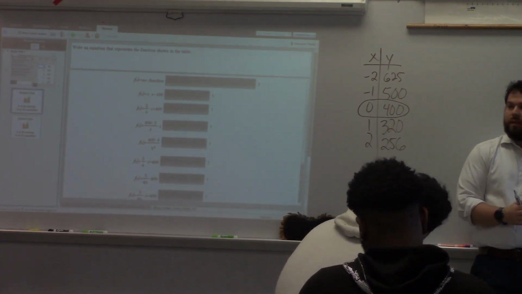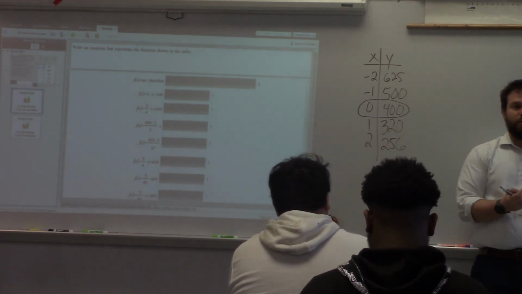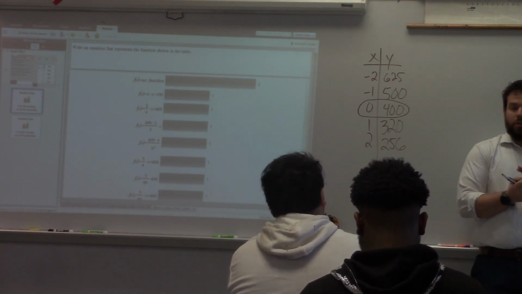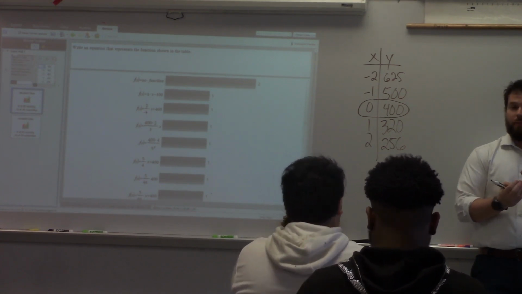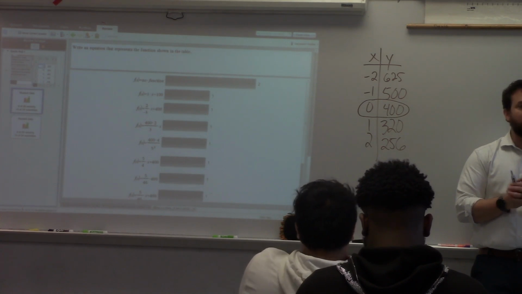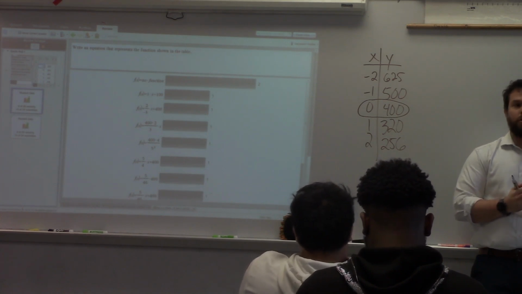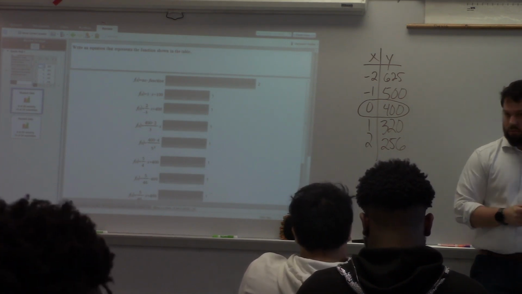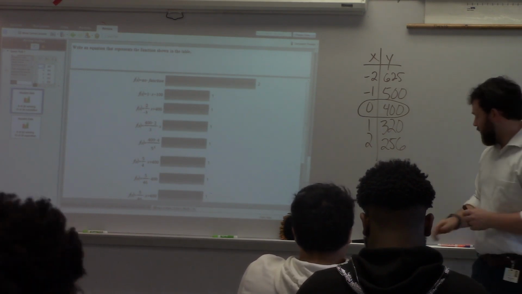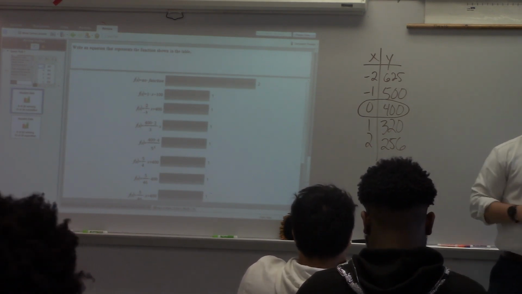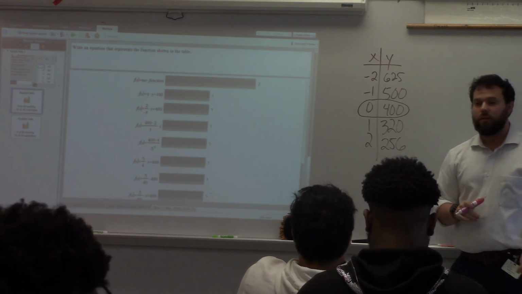But what should we immediately recognize? And here's the thing that I'm frustrated about. It shouldn't take us 10 minutes to figure out what type of function it's definitely not. It's not linear. How do you know it's not linear? It's not constant additive.